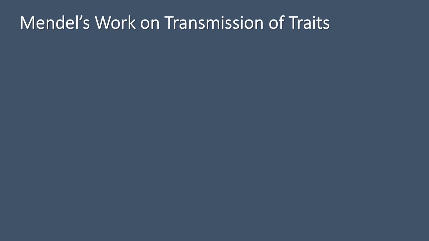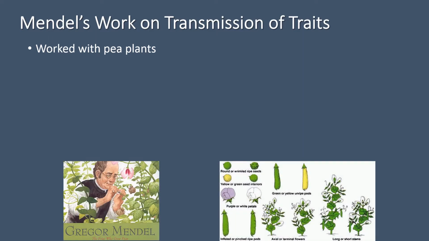Okay, so let's talk a little bit about Gregor Mendel and his work on genetics and understanding how traits are transmitted from a parent organism to its offspring. So he worked with pea plants. This was a good model for him because there were a lot of traits that were associated with pea plants that he could study, like the color of the flowers, whether or not the actual peas were wrinkled or smooth, whether or not they were green or yellow. There were a lot of different traits that he could look at and that were very simple to observe.